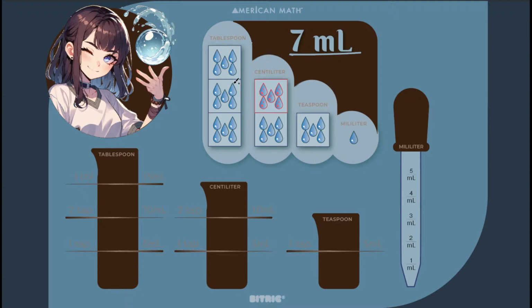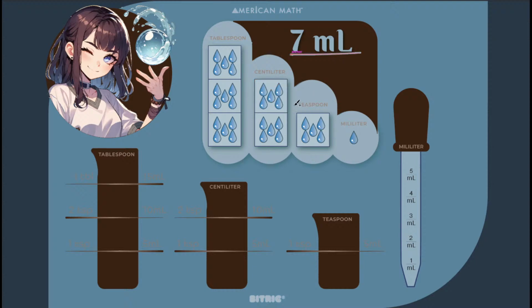So first we go from big to small. We're looking at 7 milliliters. Now, can a tablespoon fit into 7 milliliters? No, it cannot. That does not fit into 7 milliliters because it consists of 15 milliliters. So we move on to our next one. So then we go into centiliters. Can that fit into 7 milliliters? Not quite, because it holds 10 milliliters, but it's close.